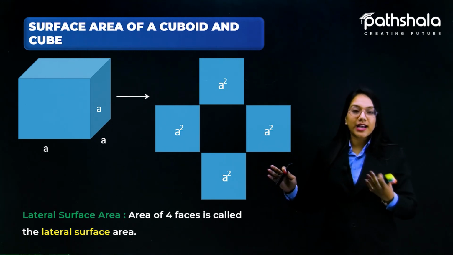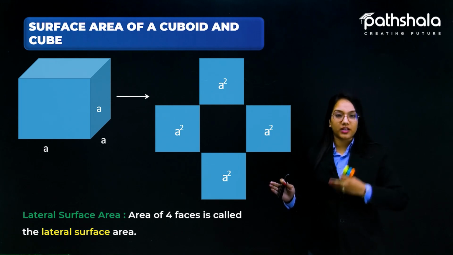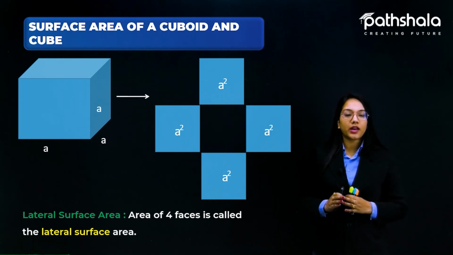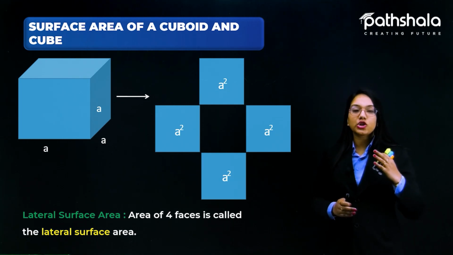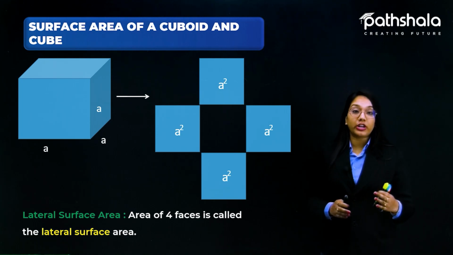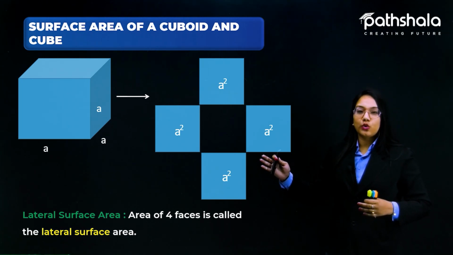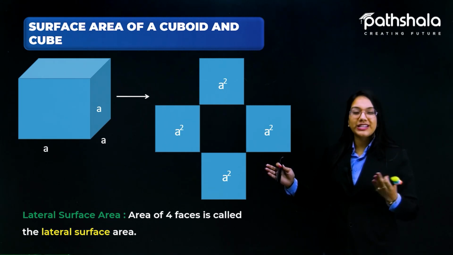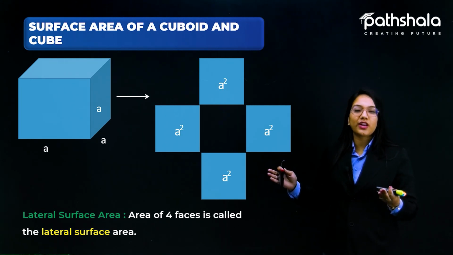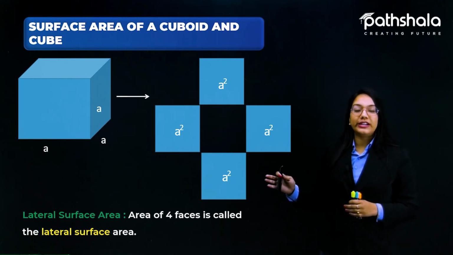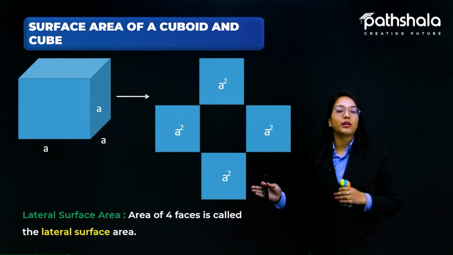Now if I ask you what would be the lateral surface area of the cube, it is quite easy for you to calculate all by yourself, because we are just talking about the area of the 4 faces over here. The total faces are 4, and the area of each square is A square. So what would be the lateral surface area of a cube? It is nothing but 4 into side square, meaning 4A square. So the lateral surface area of the cube that we get is 4A square.